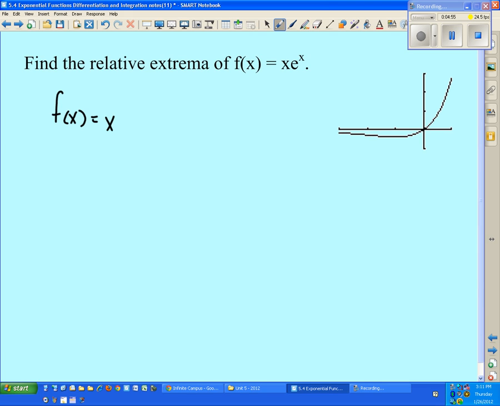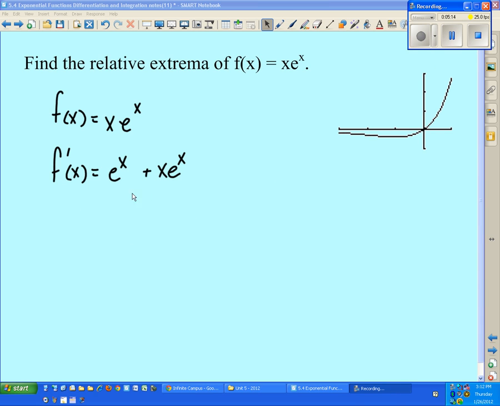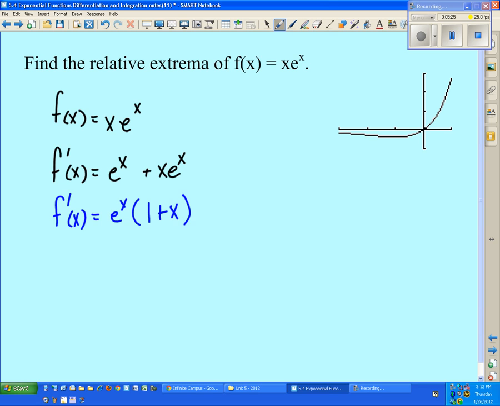Now you may notice that there's an x times e to the x, which means I'm thinking I have to do a product rule. So f prime means take the derivative of the first, which is e to the x, add on, leaving the first alone, and multiplying it by the derivative of e to the x. And so this is just following our rule that we have. And so I could factor out e to the x, which means that my f prime of x will equal e to the x times 1 plus x. And so we want to set this equal to 0.